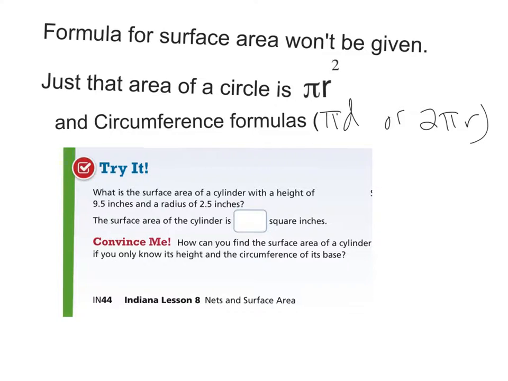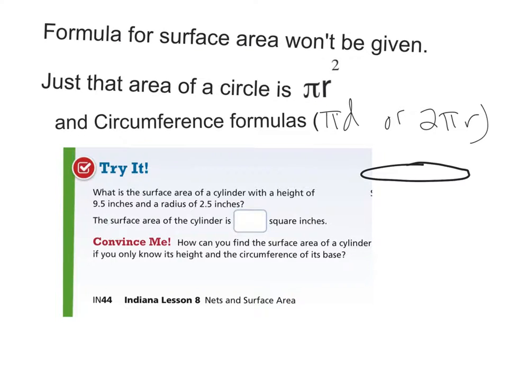So if we look at the try it, they're wanting us to find the surface area of this cylinder. It has a height of 9.5 inches and a radius of 2.5 inches. So it's up to you how you want to do this. Doing a problem like this, if you'd like to, you can draw a picture.